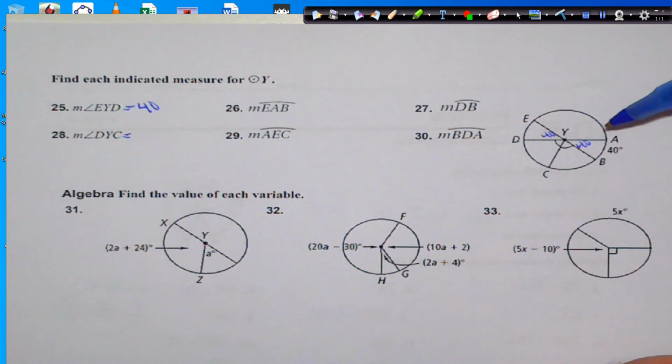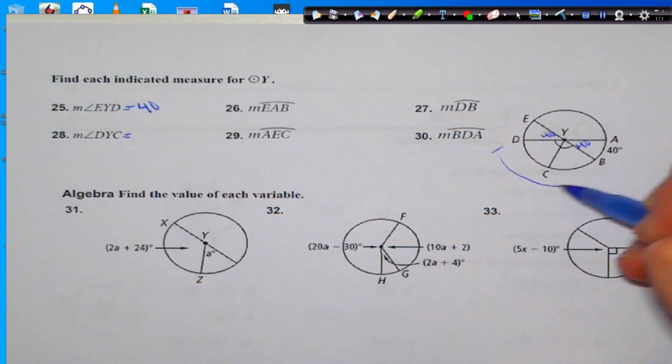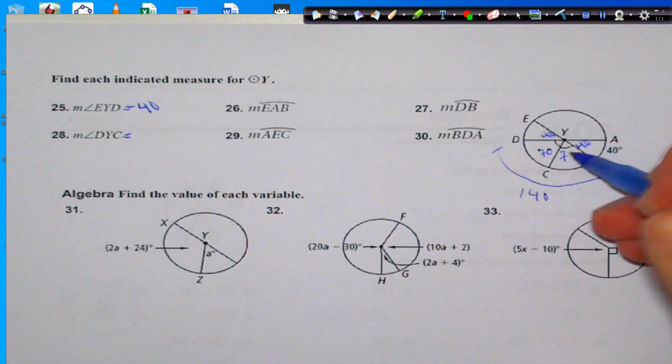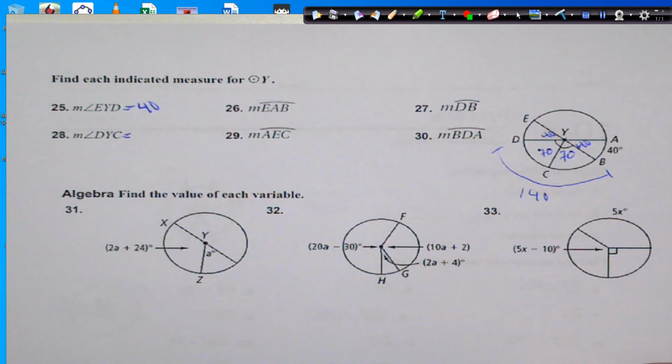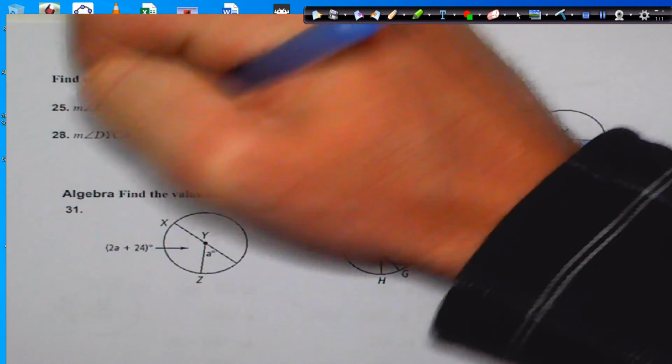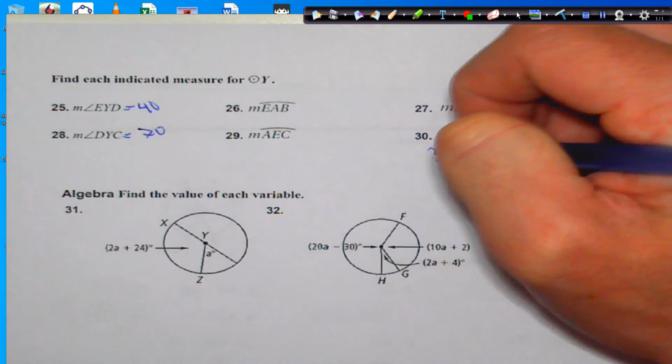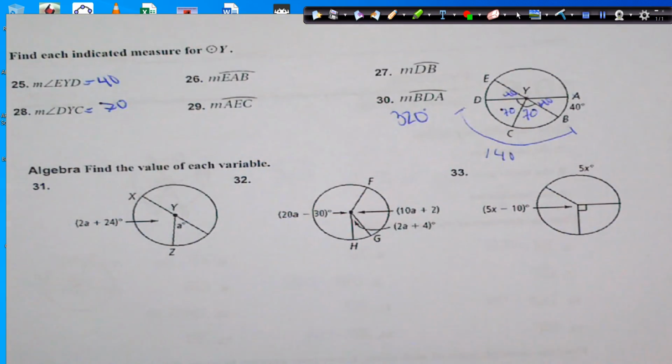DYC, so you kind of have to know the other ones, but if this is 40 right here, notice that DCBA right here is all 180. So if I subtract 180, I would know this whole arc is 140, and then these are equal, so that would be 70 and 70. So I kind of am using some of my knowledge of the shape to break this down into easier pieces, so that's how I got 70. And then 30, BDA is the entire circle except for 40, so we're going to do 360 minus 40, which gives me 320 degrees.